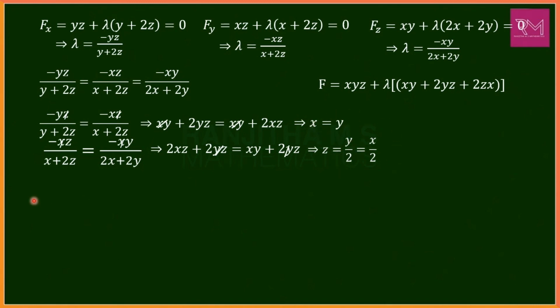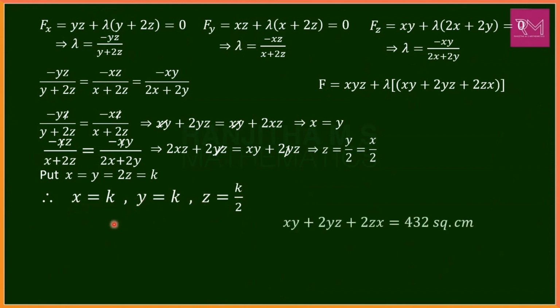From these two equations we can write x is equal to y, and y is nothing but 2z. Hence we get y is equal to 2z, x is equal to y, and y is equal to 2z. Now in the next step, to find x, y, z value, what's the step? We have to take these values equal to k. Then we get the value of x as k, y as k, and z as k by 2, as before. Here substitute x is k, y is k, and z is k by 2 in the value of s, that is xy plus 2yz plus 2zx, which is equal to 432 square centimeter.